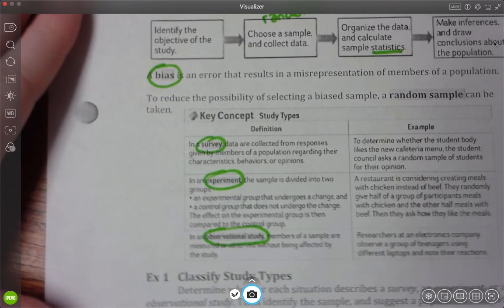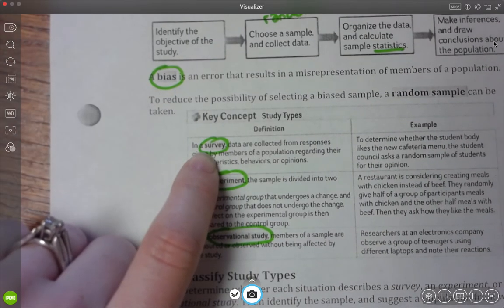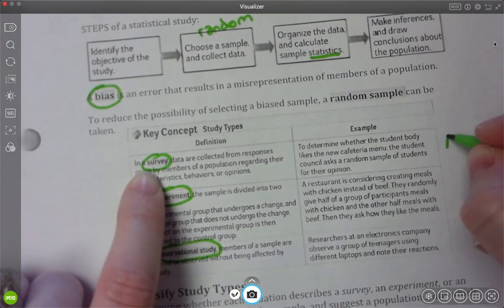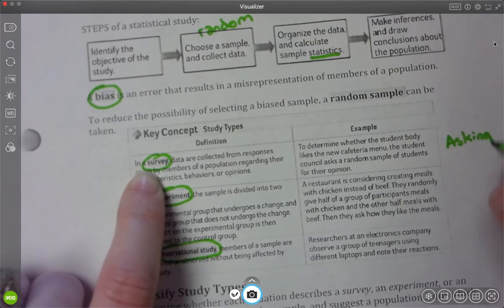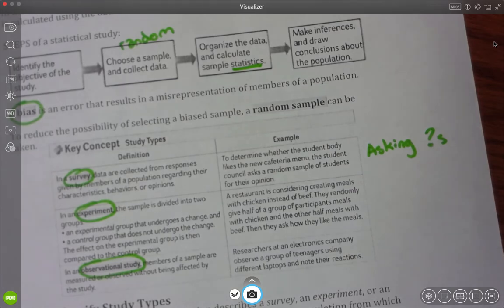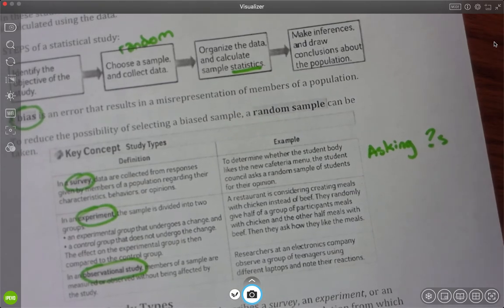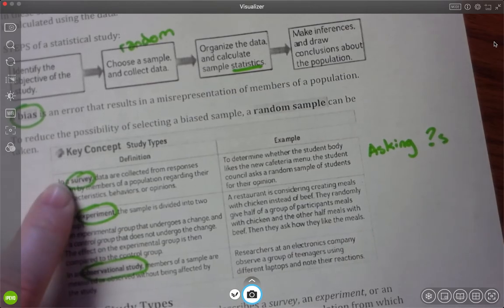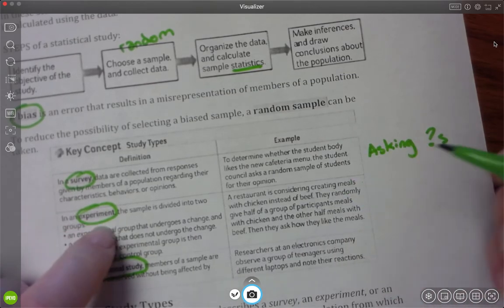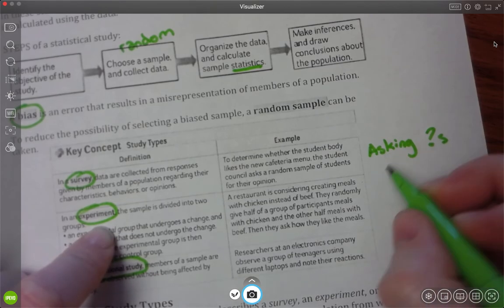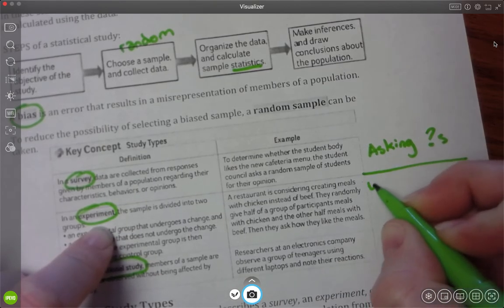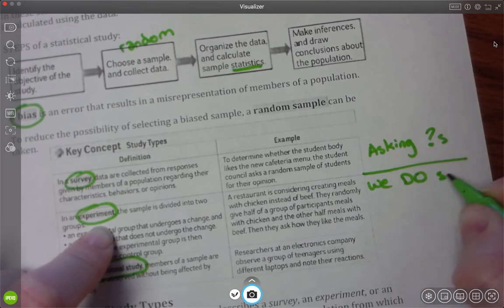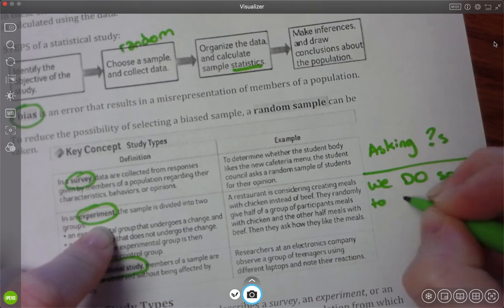Okay, so a survey is just asking somebody something. Okay, so you're asking questions. Now this might be over the phone, this might be through pencil and paper, this might be online, you're asked to survey, that type of thing. Okay, difference between survey and experiment. In an experiment, you're actually doing something. Okay, so we do something to a group of people.